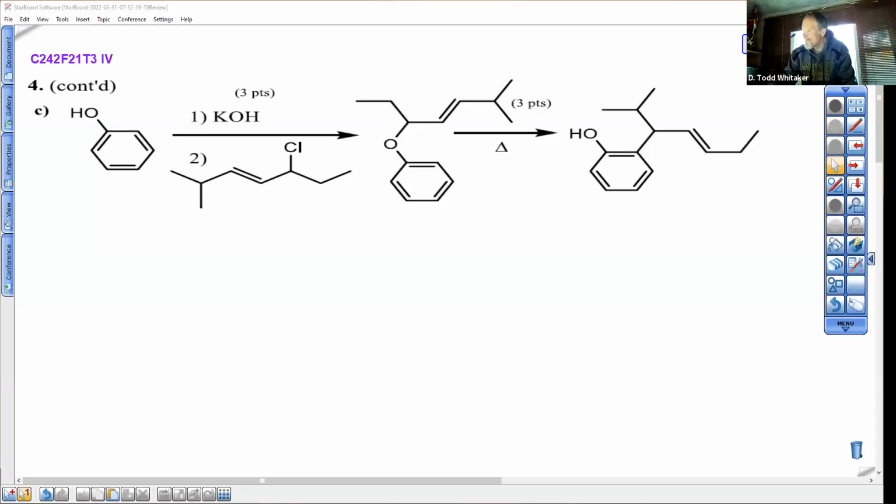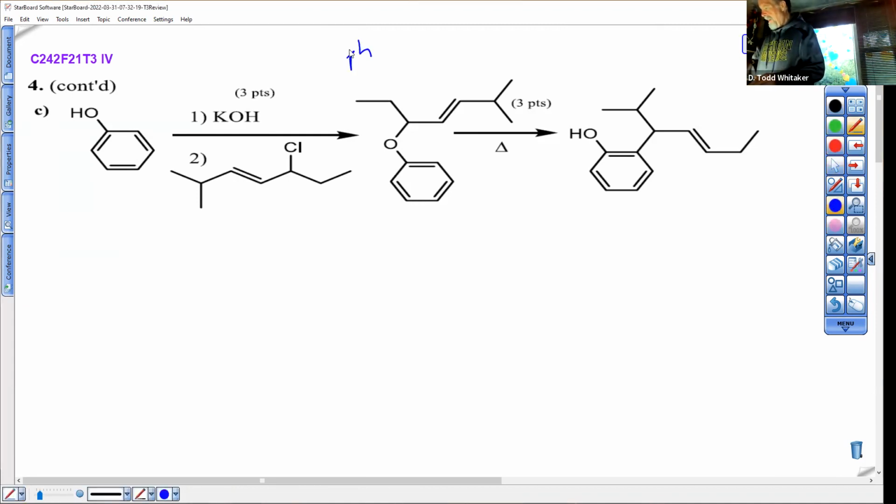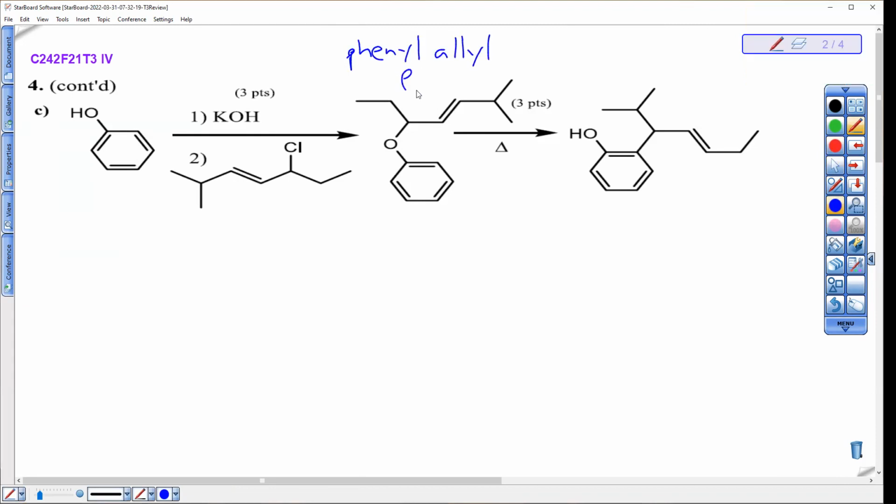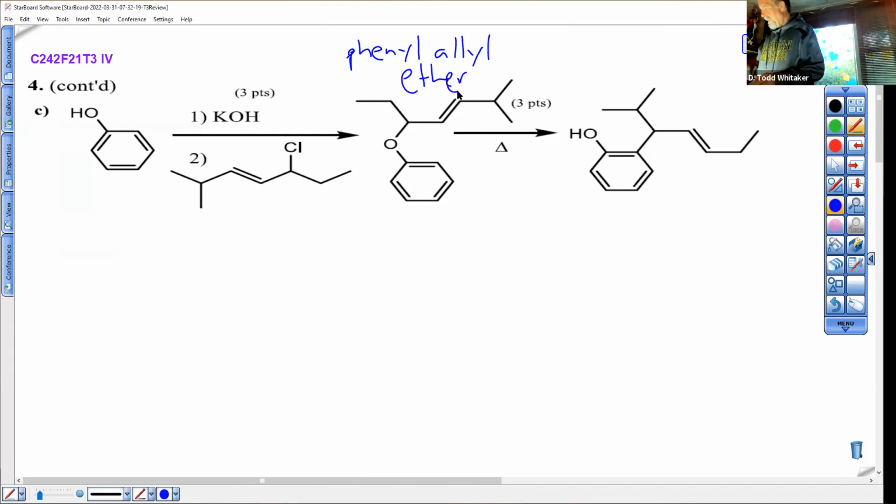Welcome back, everybody. We're going to continue our explorations of Fall 21 Test 3 mechanisms. This one, we're making an allylic ether, phenyl allyl ether. And why would I do such a thing? A phenyl allyl ether is good for doing a Claisen rearrangement. And let's start. This is pretty straightforward.